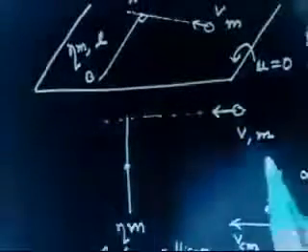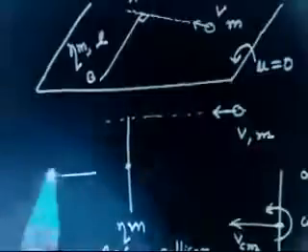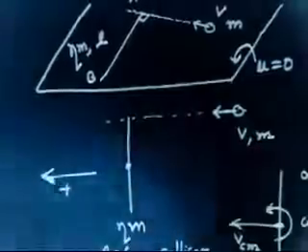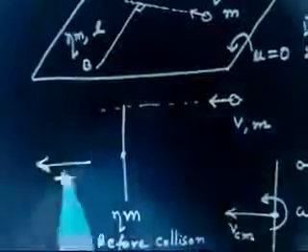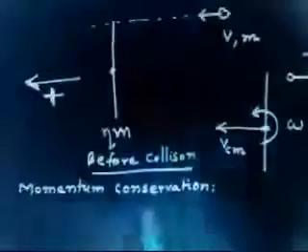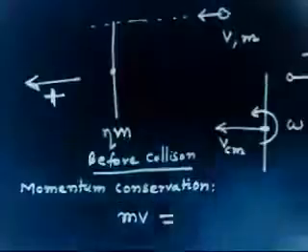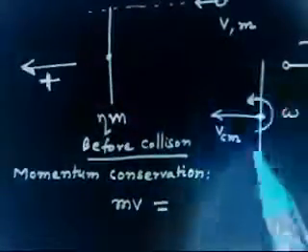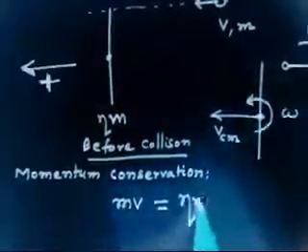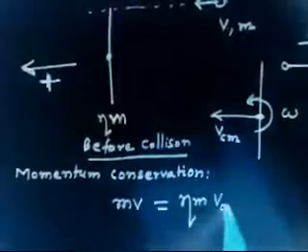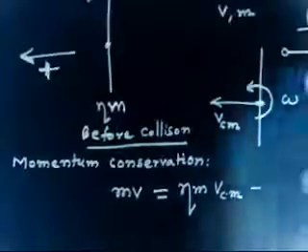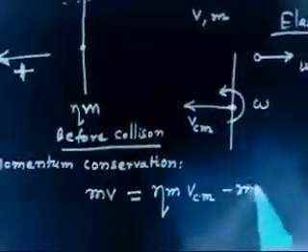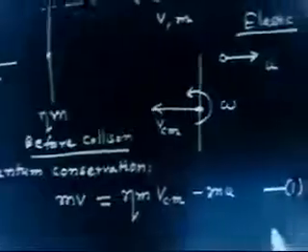Initial momentum is in this direction. Let us say this direction is the positive direction. So m into v is the initial momentum in this direction. And what is the final momentum in this direction? The mass of the rod is eta times m, and the velocity of the rod is V_CM. This is the momentum of the rod, minus, because the disc is moving in the opposite direction, m into u. So this is one equation.